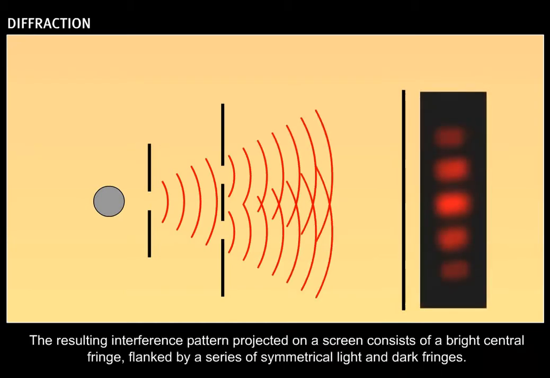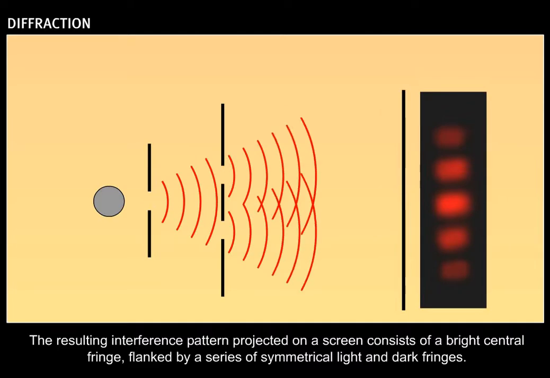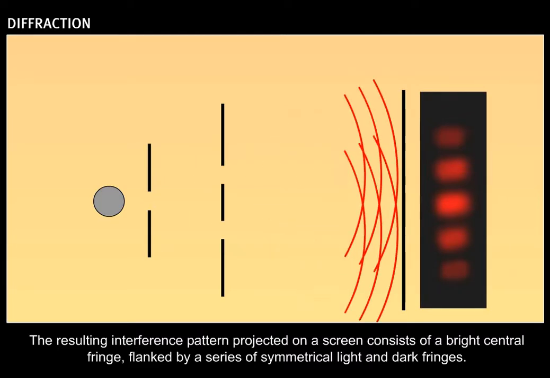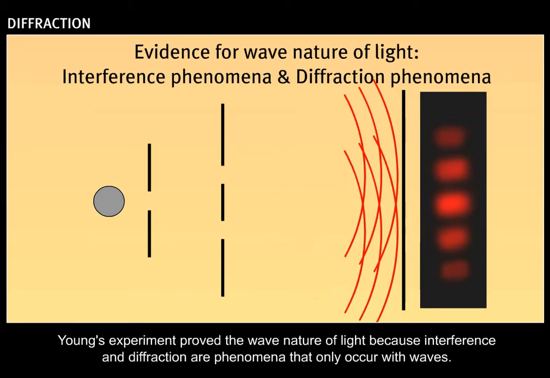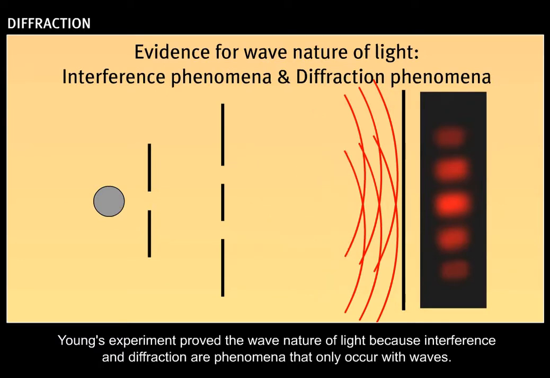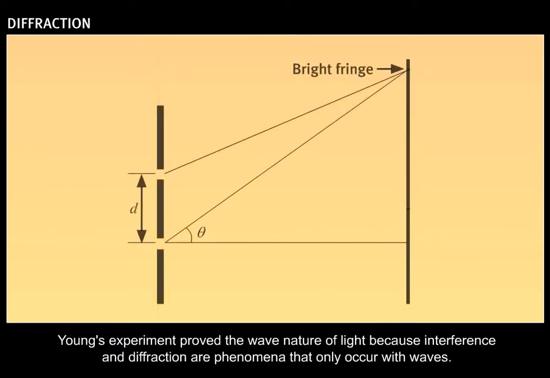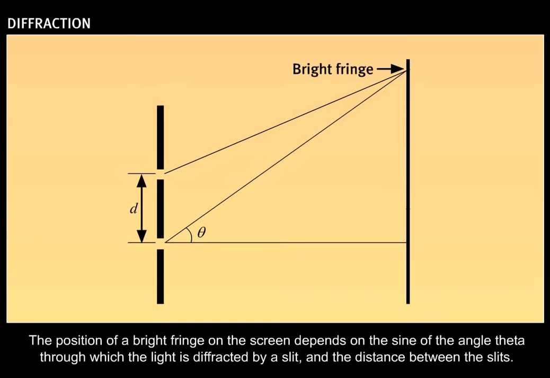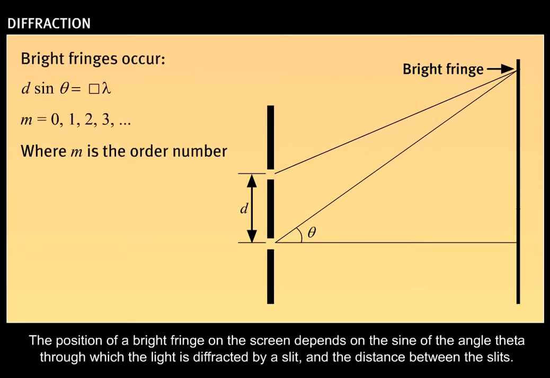The resulting interference pattern projected on the screen consists of a bright central fringe flanked by a series of symmetrical light and dark fringes. Young's experiment proved the wave nature of light because interference and diffraction are phenomena that only occur with waves. The position of a bright fringe on the screen depends on the sine of the angle theta, through which the light is diffracted by a slit, and the distance between the slits.